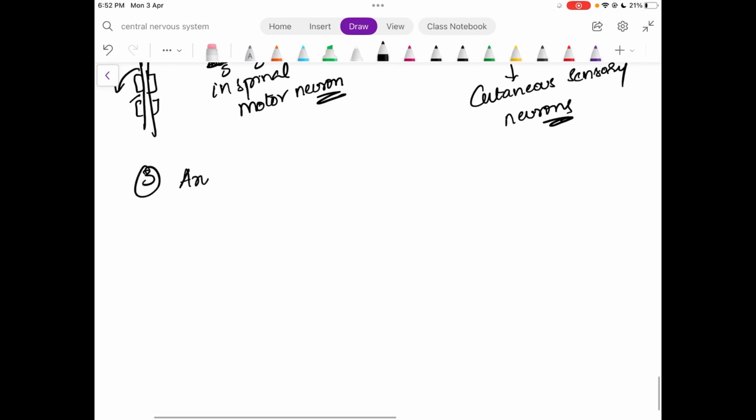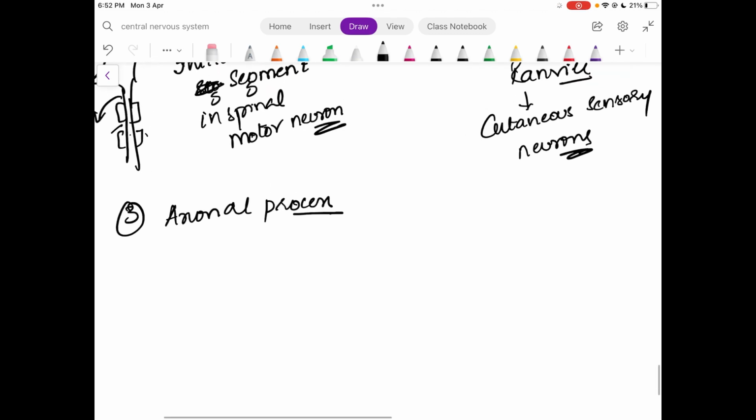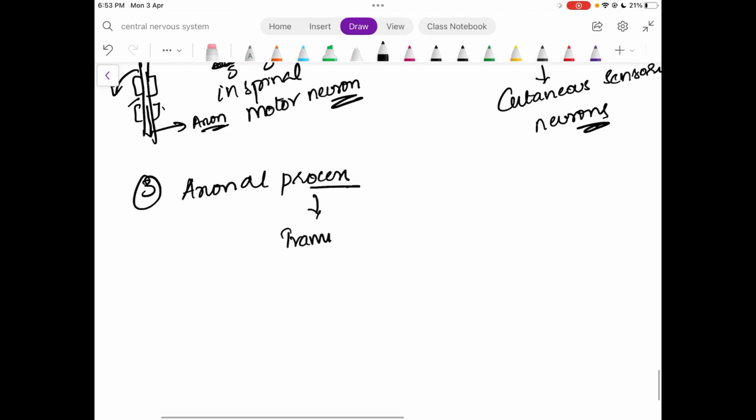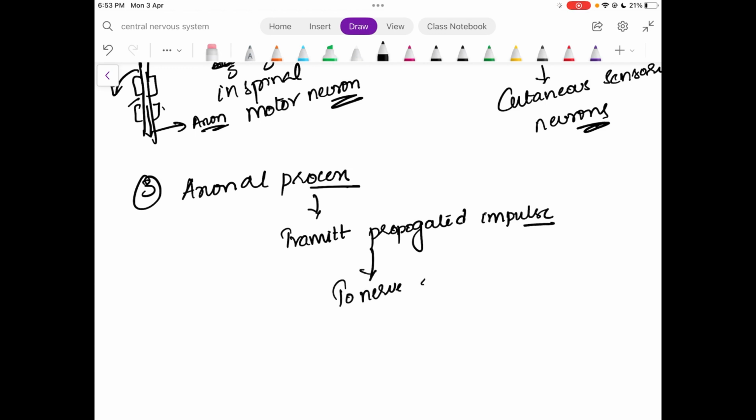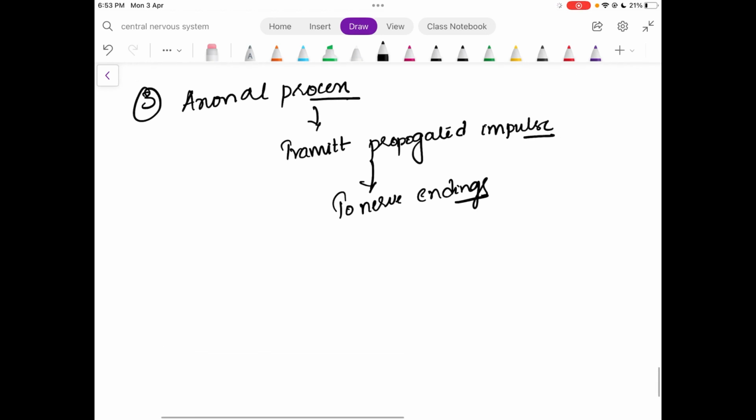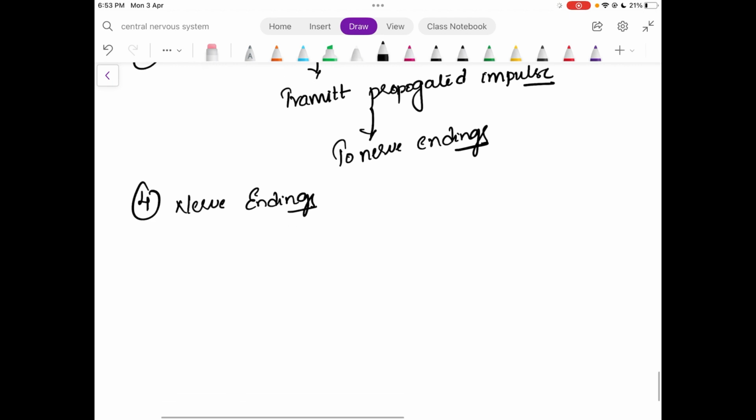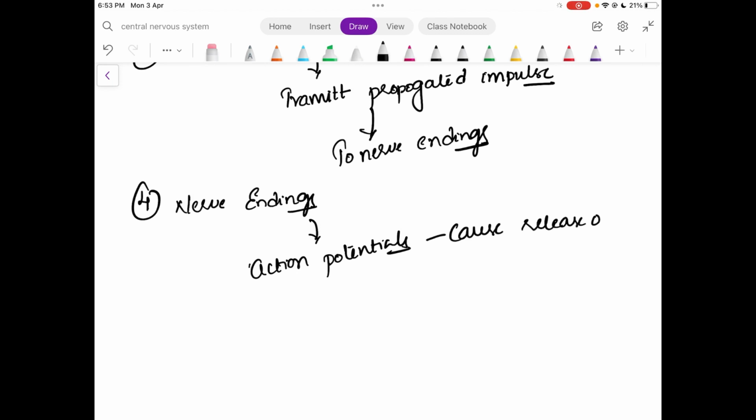Next zone will be the axonal process. This axon will transmit propagated impulse to nerve endings, and at the nerve endings, this is one more zone where action potentials will cause release of synaptic transmitters.